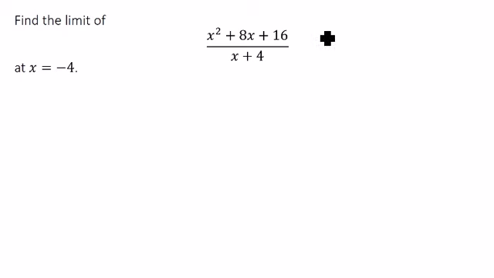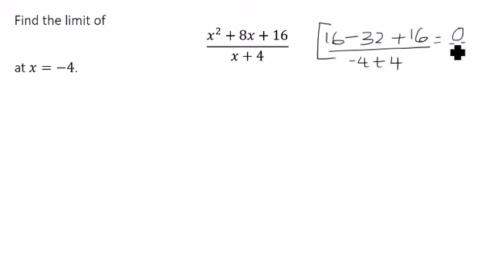So if you directly substitute, that's going to give us -4 squared, which is 16, minus 8 times 4, which is 32, plus 16, over, in the denominator, we have -4 plus 4. So that's going to give us a 0 over 0 situation. So we're not allowed to do the direct substitution. So what we need to do is factor the numerator, so that if we have a factor of x plus 4 on the numerator, then we can cancel those two factors.